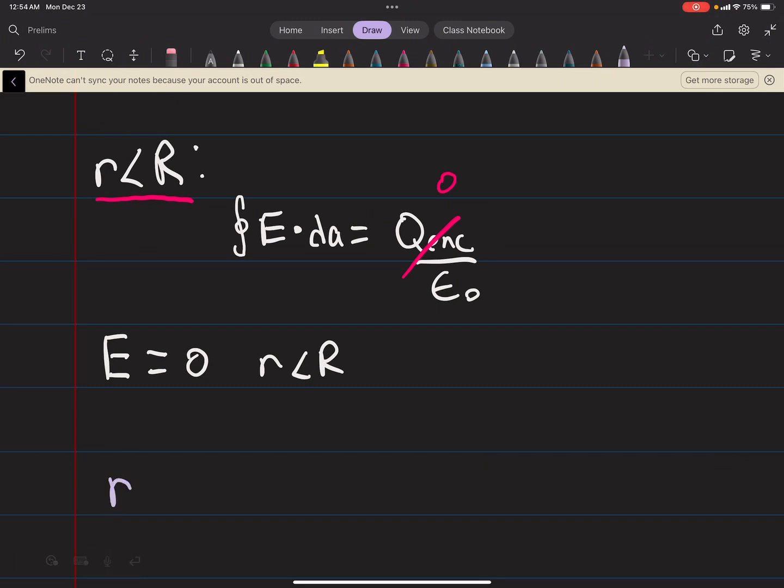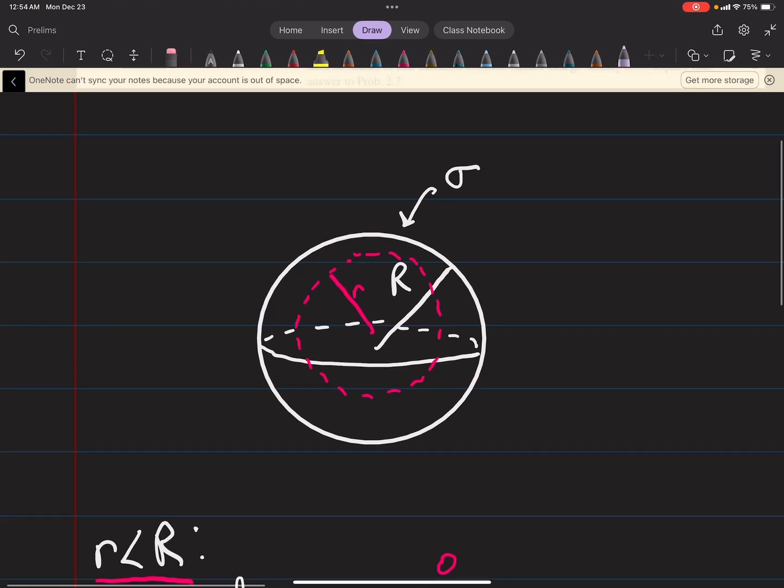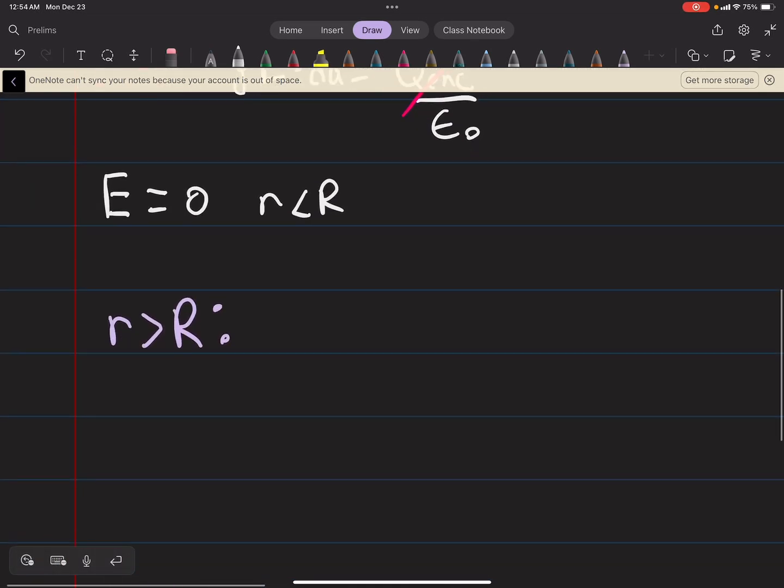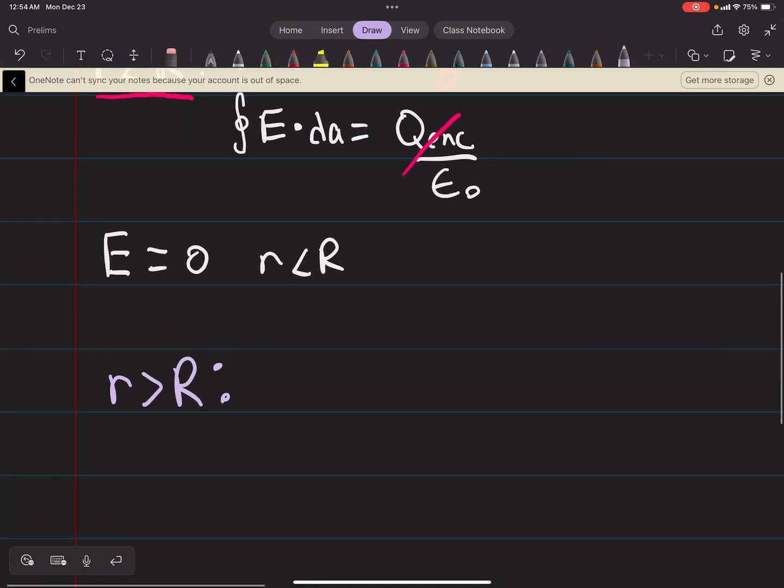Now, for r greater than big R, this one's a little trickier to draw, but I'm going to just draw a Gaussian surface here that has a greater radius than the actual sphere we're interested in. Maybe I'll just stick with purple. I kind of like that color. So once again, we can use Gauss's law here.